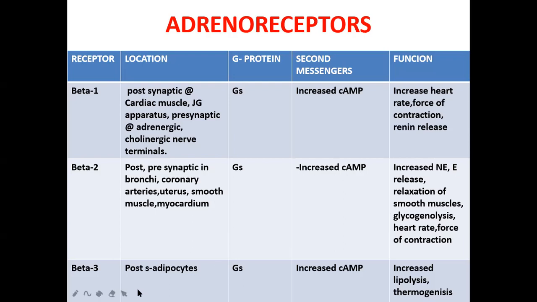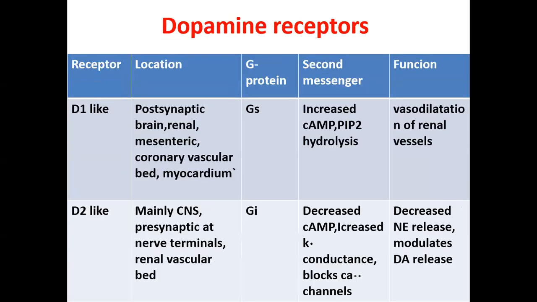Not only that, when you look at the beta 3 receptors, they are present postsynaptically in the adipocytes. They are G stimulatory. They also cause increased cyclic AMP. Their function is that they increase lipolysis and thermogenesis. Apart from that, we have the dopamine receptors. D1, D2, D3, D4, and D5 are there, but D1-like and D2-like are the ones we look into.